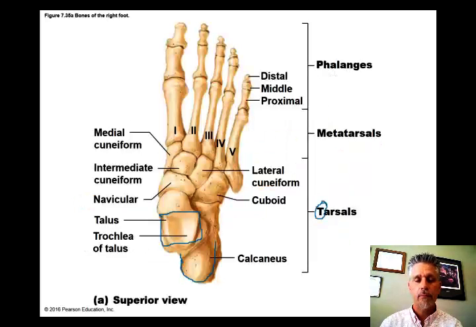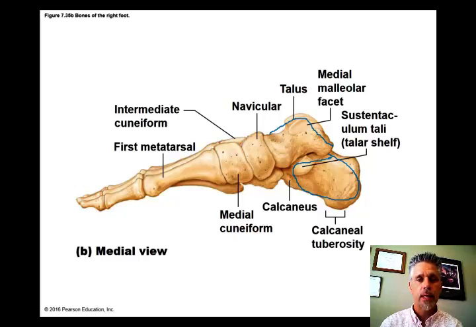Then we have the smaller ones, right? We have the navicular, like we see here, the cuboid, which is here, and then we have a lateral, an intermediate, and a medial cuneiform. So we can see some of that. Here's the navicular, here's the medial cuneiform. We're looking on the medial aspect of the foot.